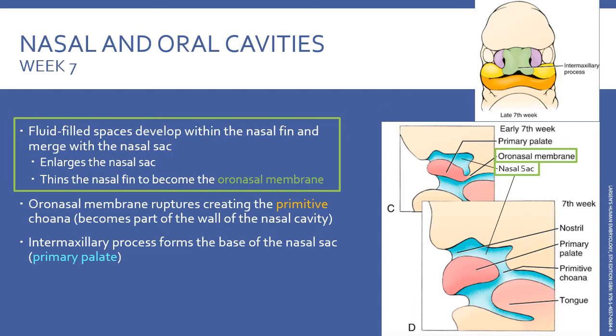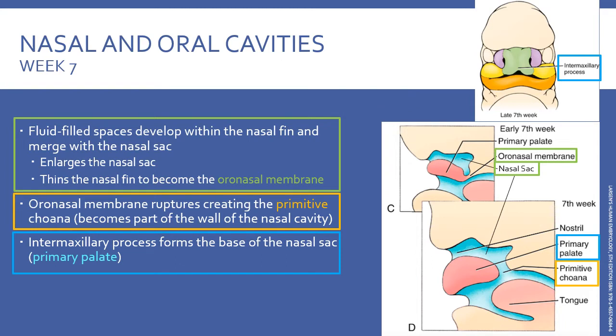But they develop, they merge with each other, and then they merge with the nasal sac, which has 2 effects. One, it enlarges the nasal sac, because now it's added all this empty space from the vacuoles. And then it also thins out the nasal fin, because a portion of the nasal fin's been lost to the formation of the vacuoles. And so that thins out the fin, allowing it to become the oral nasal membrane, which then promptly ruptures, which creates what are called the primitive choana. I'm sorry, only half of that word is highlighted in orange, but at any rate, those are going to be part of the wall of the nasal cavity.